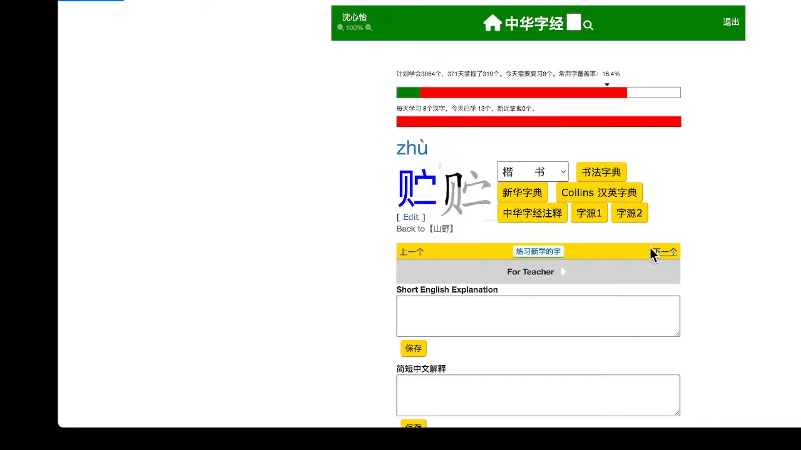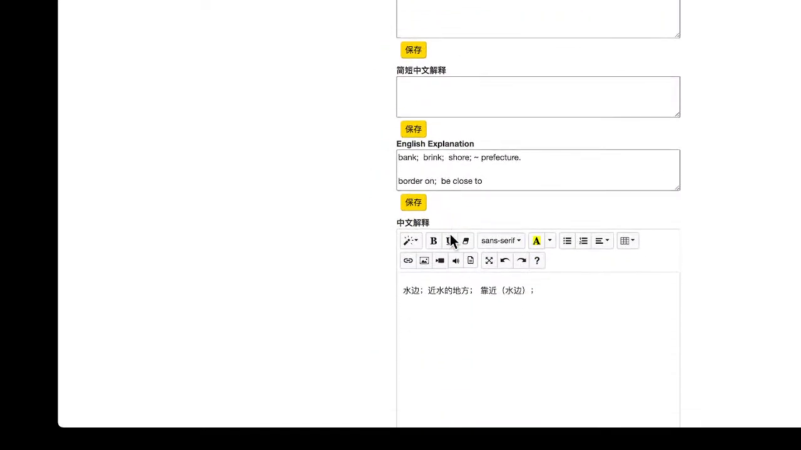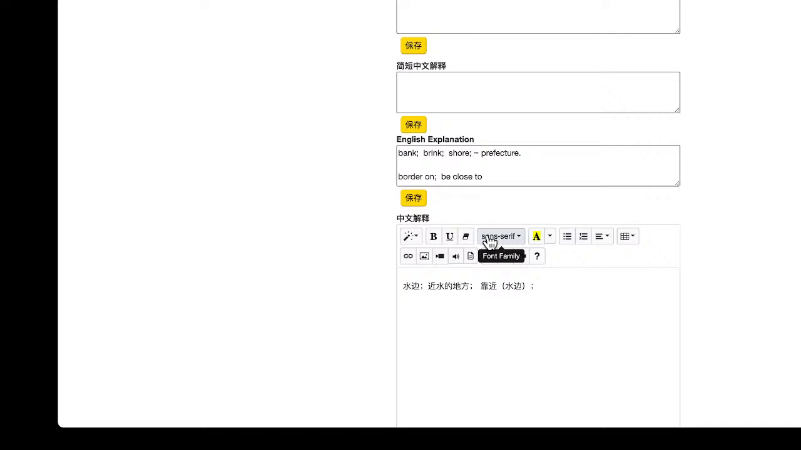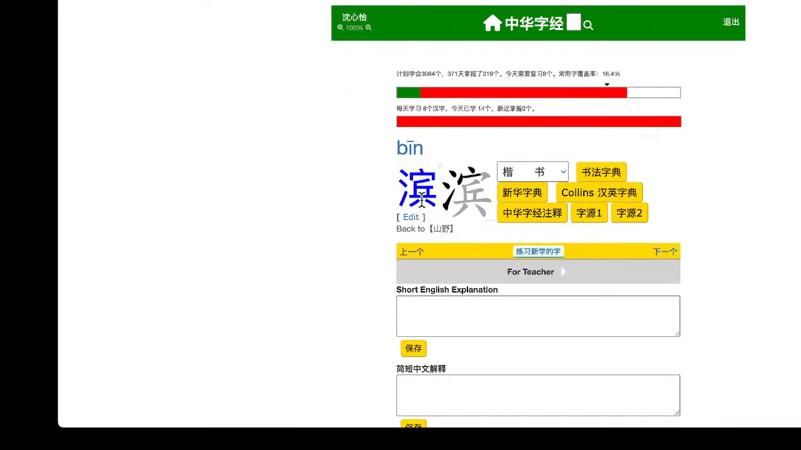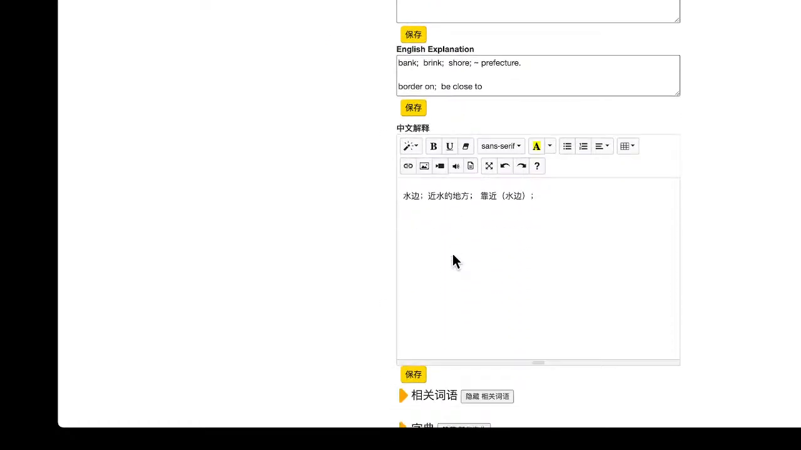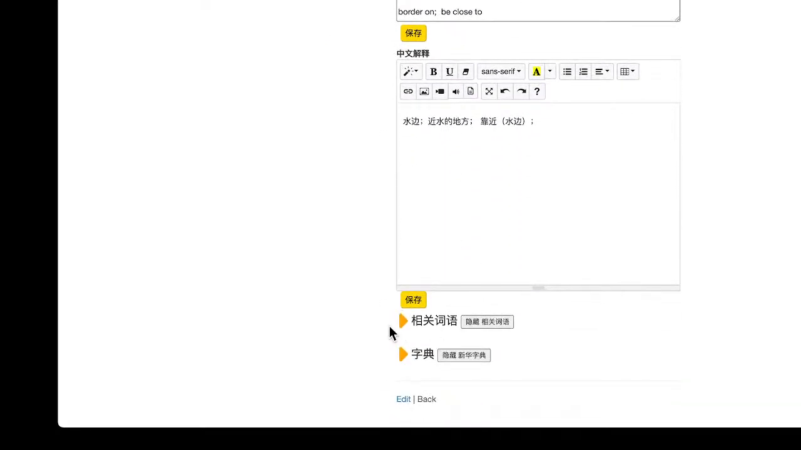And next one, 滨. Now 滨 means a bank, brink, or shore of a river. Okay, the bank of a river is called a 滨. Because it's on the edge of things, it also means the border of something, or close to something. So basically the original meaning is the edge of the water, called 滨. For example, 河滨, 海滨. 海滨 basically means the beach.